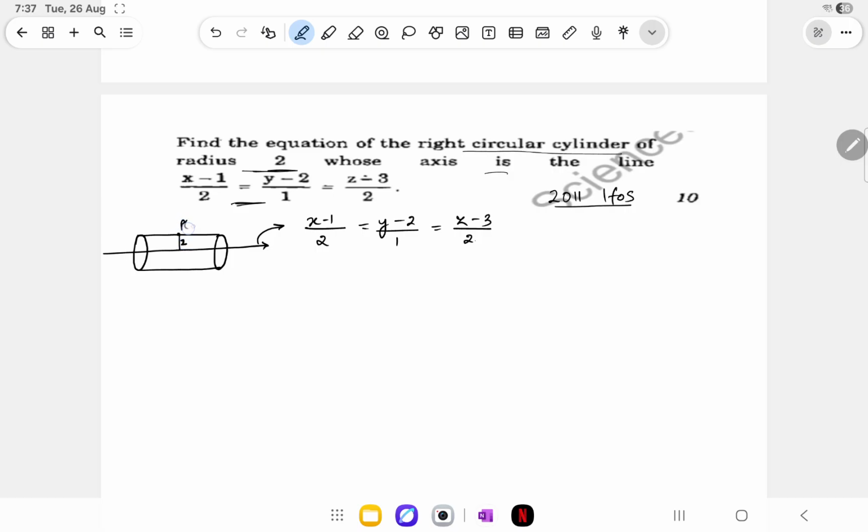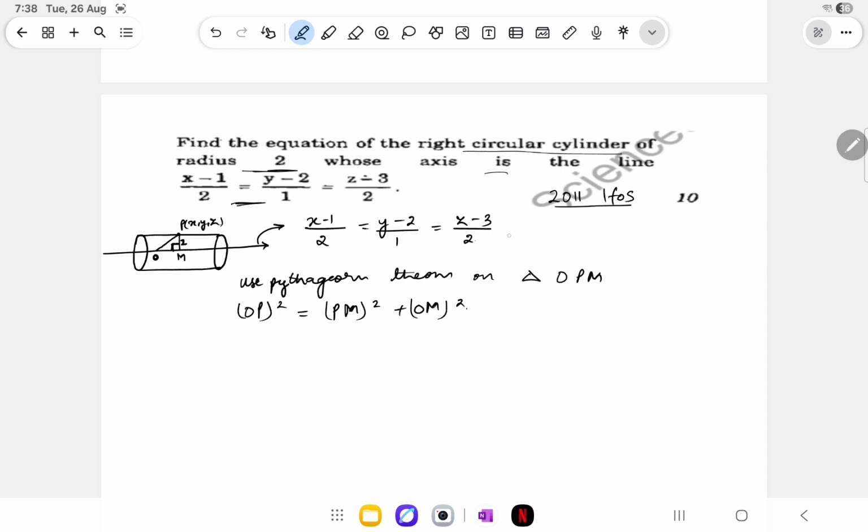So let this be point P, x comma y comma z, and this be my perpendicular from P on the axis. Let's name it as M, and let's say this be my O. So if you observe, it forms a right angle triangle here. So if I use Pythagoras theorem on triangle OPM, I'll get OP square is equal to PM square plus OM square.